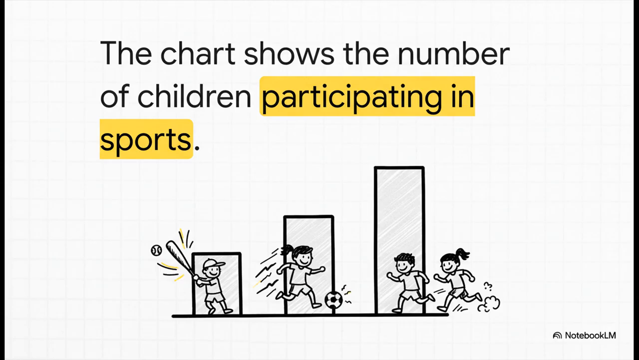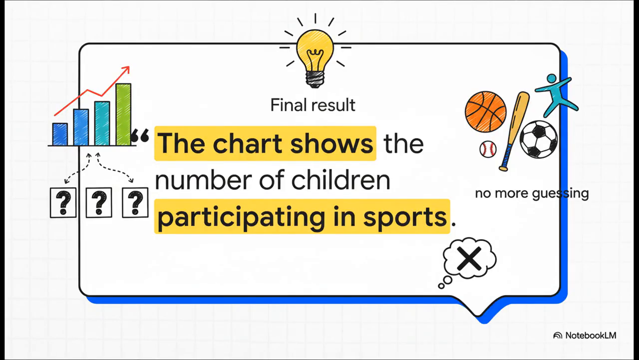Now for our active versus passive choice. Are the children doing the action? Yes, they are actively participating. So we grab that ing form, and just like that, we pop it in to finish our main idea: participating in sports. And there you have it. Look at that sentence. It's clean, it's accurate, it's professional. And we built it piece by piece, just by using our 3-question framework.